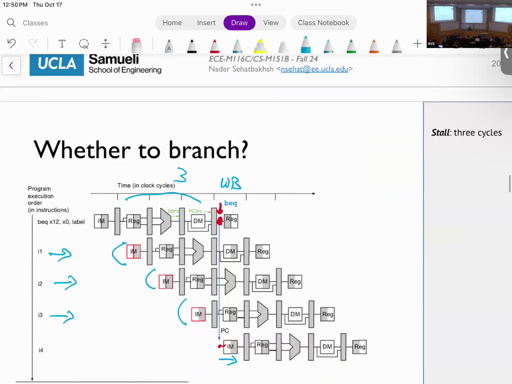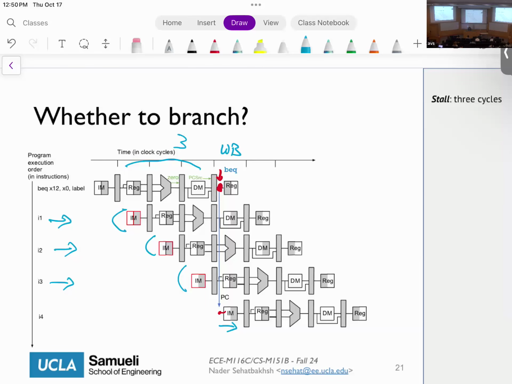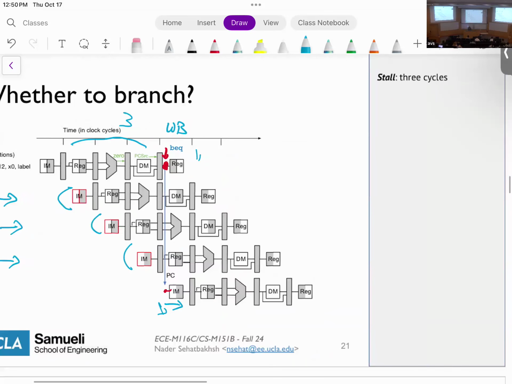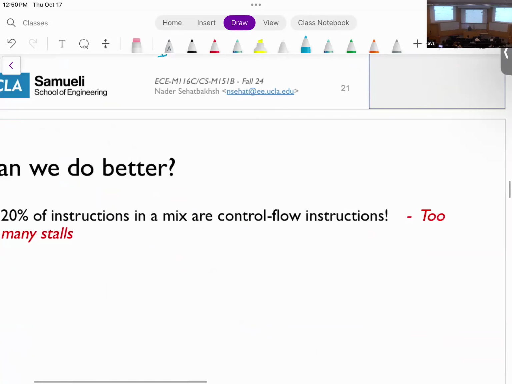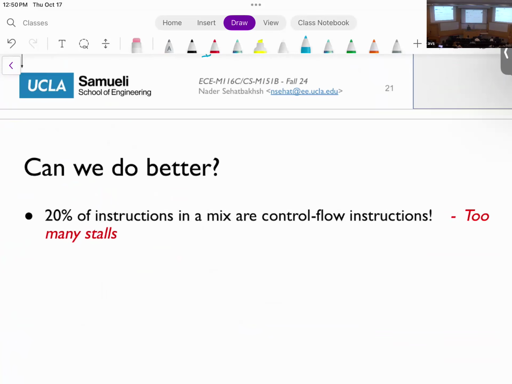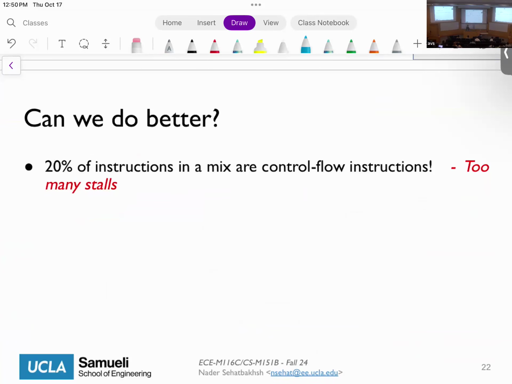All right. So where was I? So yeah, we were talking about how at this point here I can start fetching the instruction. So the answer for the stall is 3 cycles. And as I said, let's talk about numbers. On average, most of the standard programs that we write have about 20% control flow instructions. So 20% of the time, I am stalling my processor for 3 cycles. And that's a lot of cycles. That's too many stalls in our system.